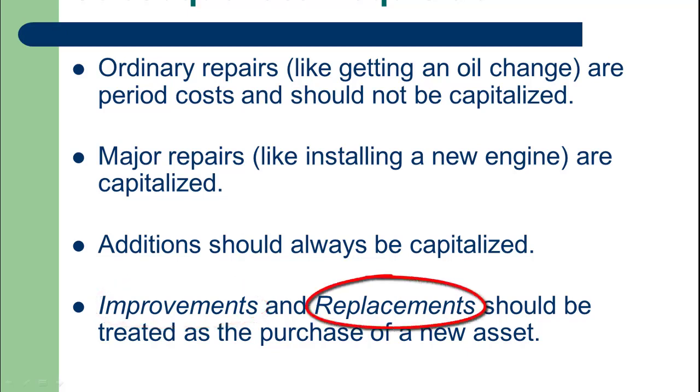If I replace the asset, so I go from this delivery truck that's a 2006 to a new one that's a 2014, I haven't really improved anything. I can't go any faster, I can't haul any more product, I just got a newer truck that's not going to break down as much. That's a replacement. And for both of those, we just write off the old machine and add on the new machine.